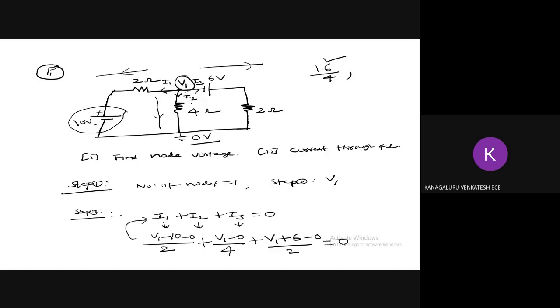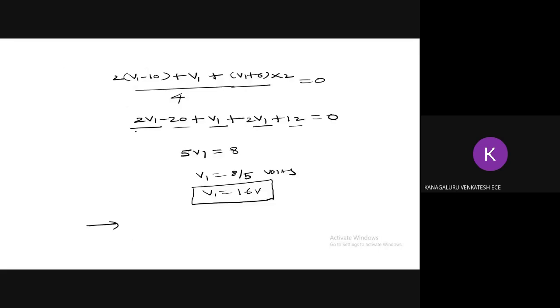See here, just notice. What is the current flowing through 4 ohm? I2. Sir, instead of I2, what did you write here? Just notice just below that: V1 minus 0 divided by 4. It means V1 by 4. So the current flowing through your 4 ohm is nothing but V1 divided by 4. So what is V1? 1.6 divided by 4. Correct. I think you'll get 0.4 amperes. Am I right? 1.6 divided by 4. Correct or not? Yes.